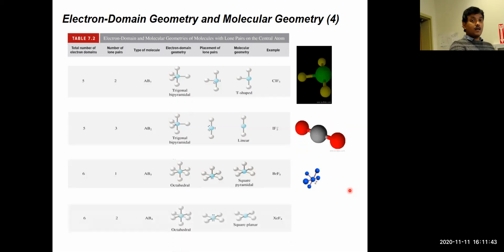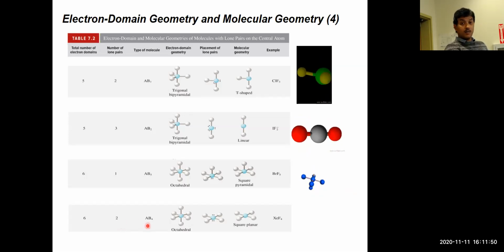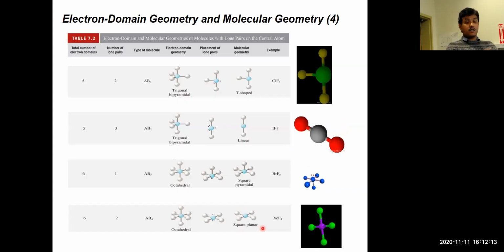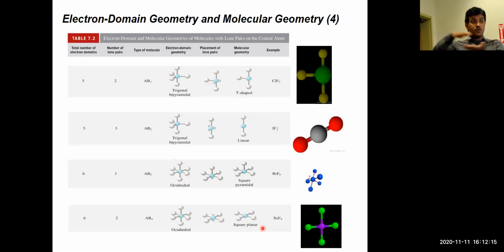Let's look at the last example. Hooray! There are a total of 6 electron domains, but with 2 lone pairs. So the molecule is called AB4. Because of the presence of 6 electron domains, the electron domain shape is going to be octahedral. So you replace 2 of the bonds with the 2 lone pairs, and the placement of the lone pairs makes the molecular geometry square planar. That looks like a square, flat molecule, with 4 bonds.